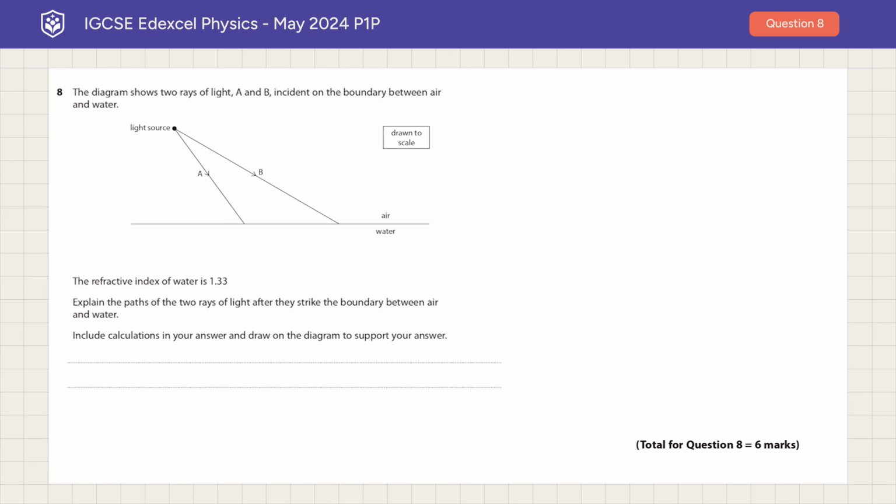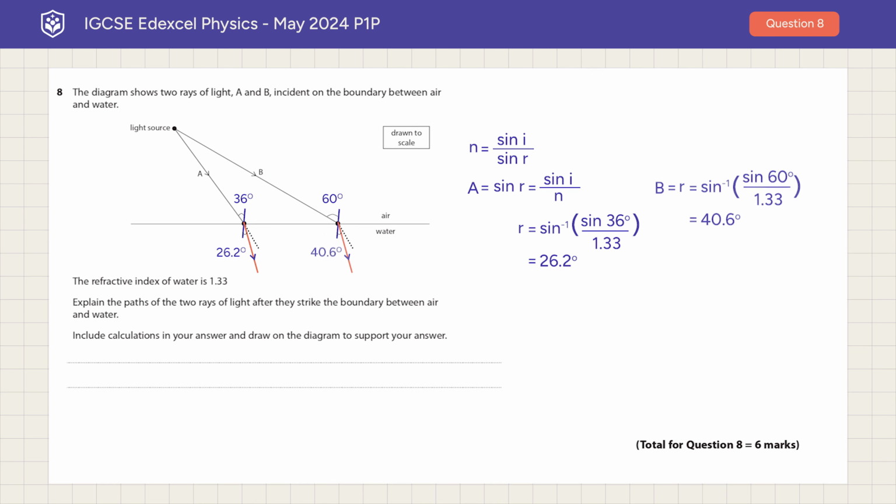Question 8 deals with refraction. We have 2 rays of light hitting an air-water boundary. Water has a refractive index of 1.33. To explain their paths, we apply Snell's law, n equals sine i over sine r. For ray A, with an angle of incidence of about 36 degrees, the angle of refraction calculates to be 26.2 degrees. For ray B, with an angle of 60 degrees, the angle of refraction is 40.6 degrees.